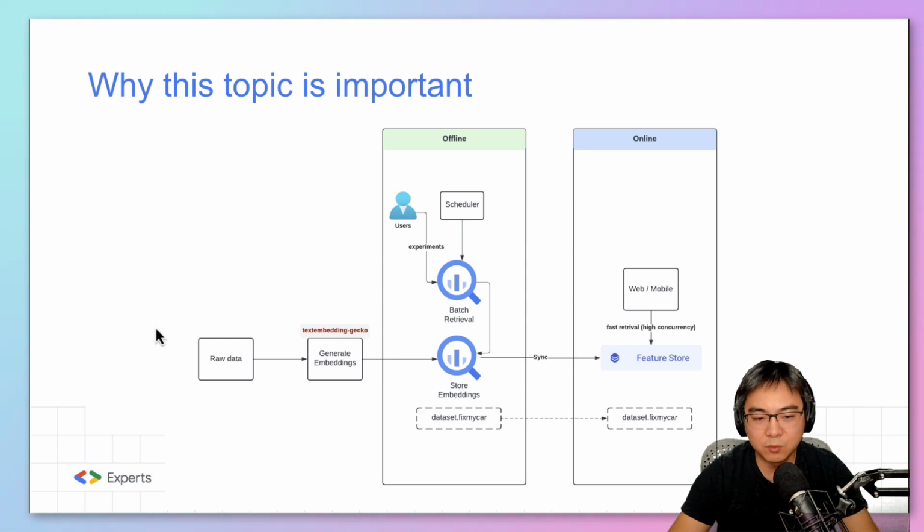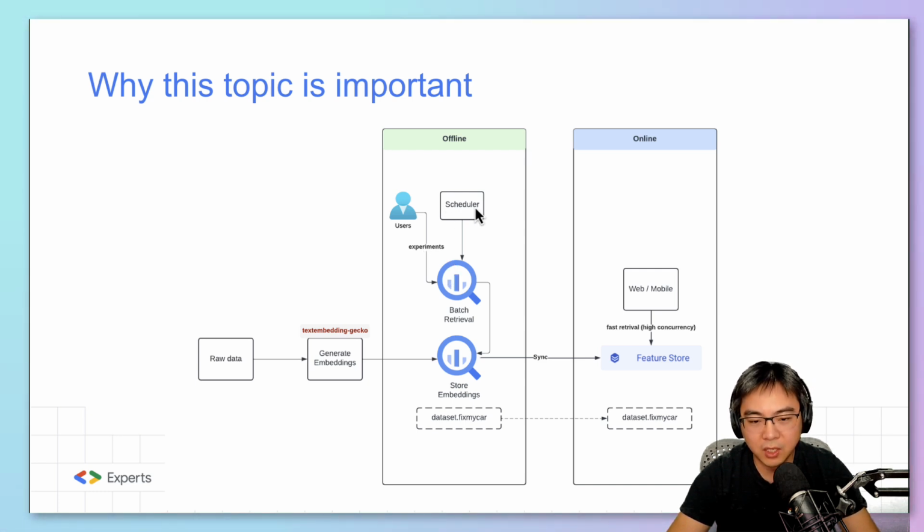You typically have some raw data, right? And then you generate some embeddings from the raw data. The things we talked about in the last video are mostly around the first box of offline serving. So you store the embeddings into BigQuery alongside your text, and then you can do batch retrievals. So if your data set is about how to fix my car in the BigQuery table, with embeddings attached to the chunks of the text, then as a user you can do experiments to search, for example, how to fix my car. That's a search term you can use, and it will return the most relevant results.